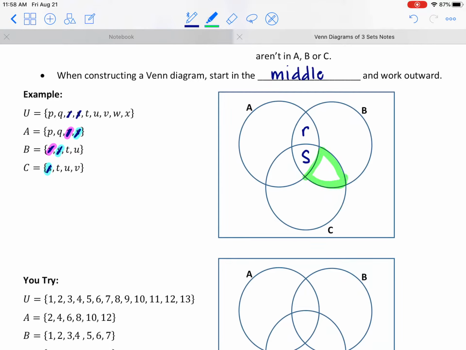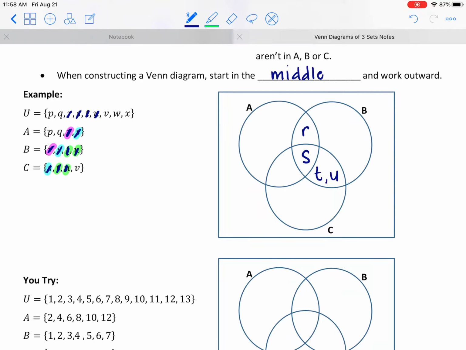Do they have anything in common? B and C. B and C both have T. B and C both have U. So I'm going to put T and U in that region. And now I'm going to cross T and U off of all of my lists. Okay, and now we can go out to the A only, B only, C only.